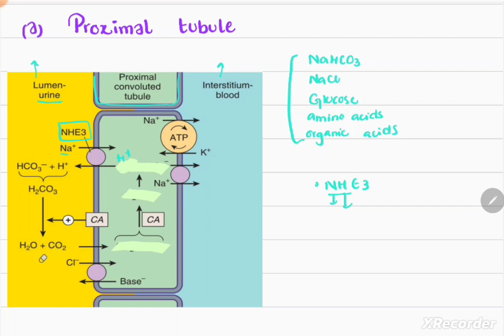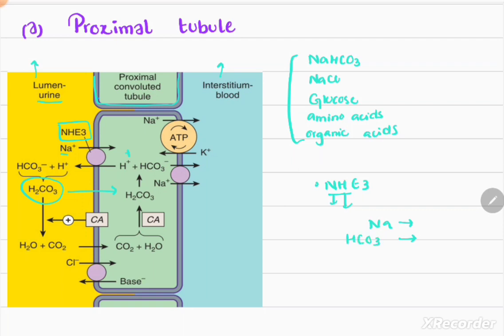This carbon dioxide and water will go inside the cell, and carbonic acid is again formed, which is then converted into bicarbonate and proton. So as a result, the proton gets out and combines with the bicarbonate, and this carbonic acid, which is converted into bicarbonate, eventually goes inside the cell. So we are reabsorbing sodium and we are reabsorbing the bicarbonate.